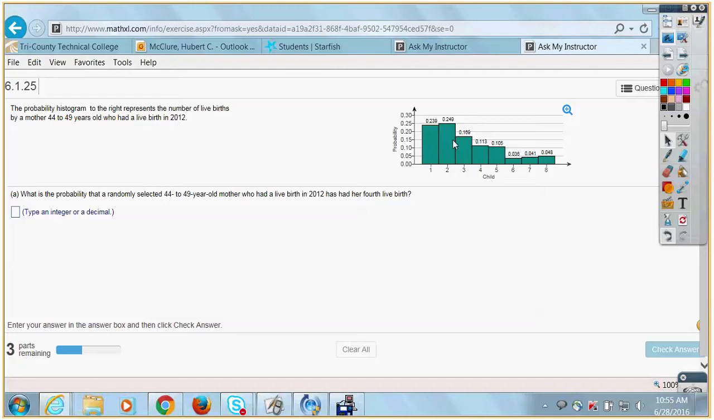Okay, so this is the probability that a mother will have one by natural childbirth is 0.239, that she'll have two, 0.249, that there'll be 3 children born of natural childbirth, 0.169, 4 children, and so on. And these women are from 44 to 49. Okay, so that's what we're looking at.